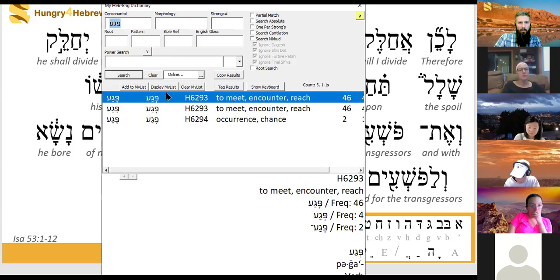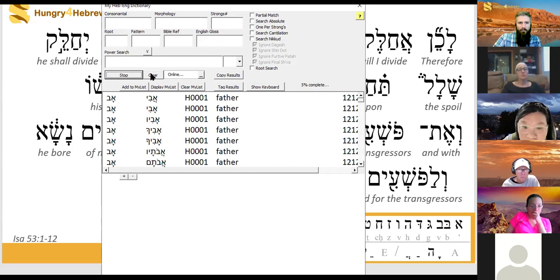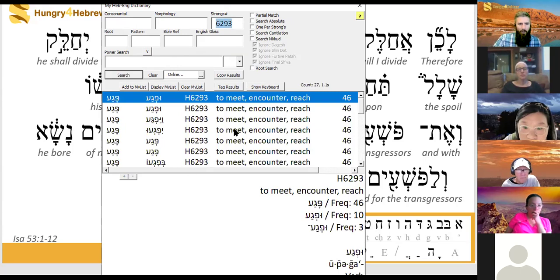Maybe it doesn't show up in the absolute. Yeah, there it does. Okay, so that's 6293. Stop. Why is that not working? 6293. There, now it works. All right, now we can find the Hifil form.